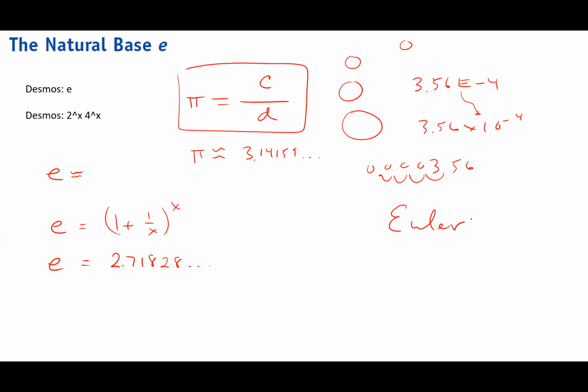So Euler, what he did is he solved a lot of different problems in his day. And then he started really looking at probability, statistics.